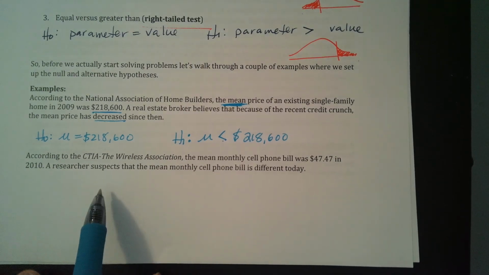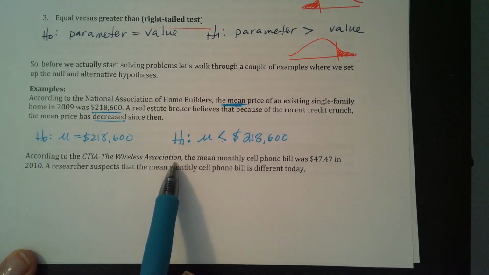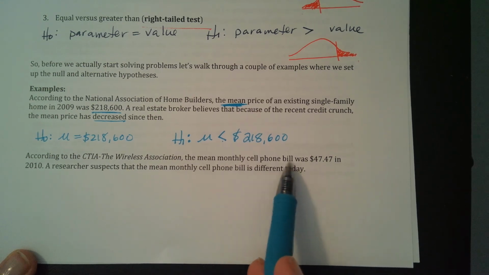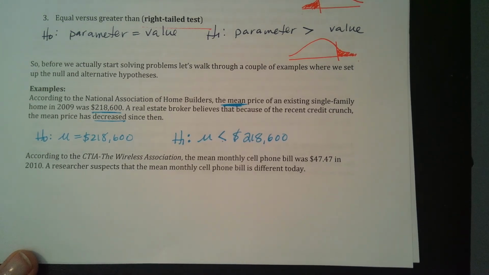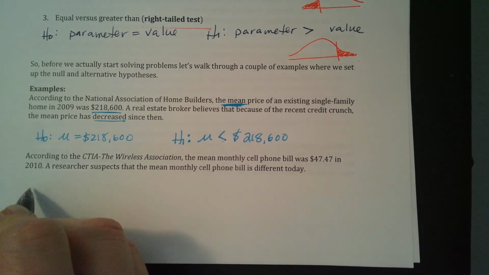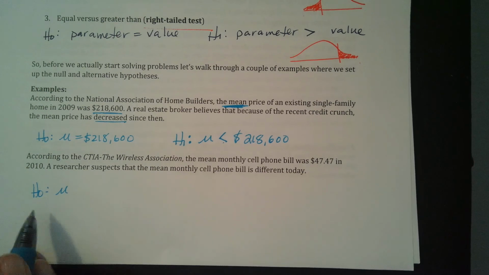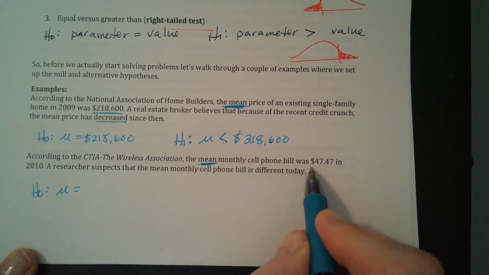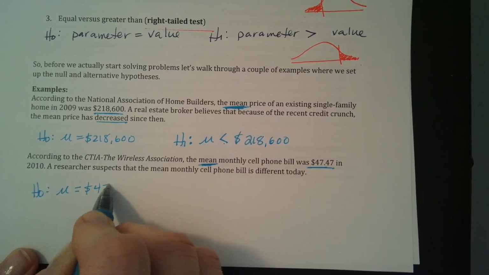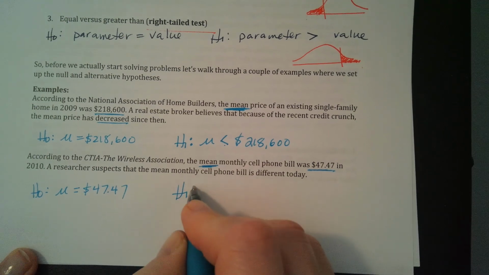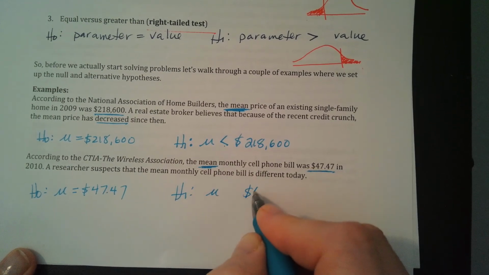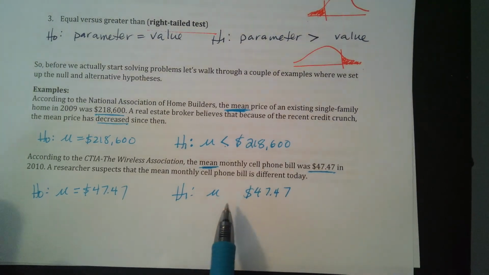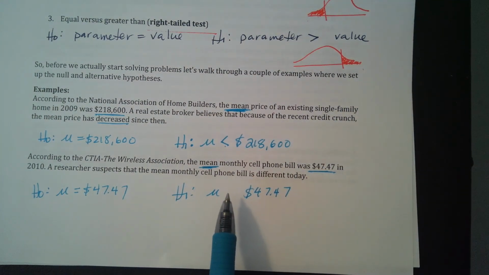Let's try another. According to the CTIA, the Wireless Association, the mean monthly cell phone bill was $47.47 back in 2010. A researcher suspects that the mean monthly cell phone bill is different today. So the null hypothesis always states that the mean is equal to some value. And right here it states that the mean cell phone bill is $47. Our alternate, we would say the mean is something different than that. We just have to decide what the sign is that goes in there.